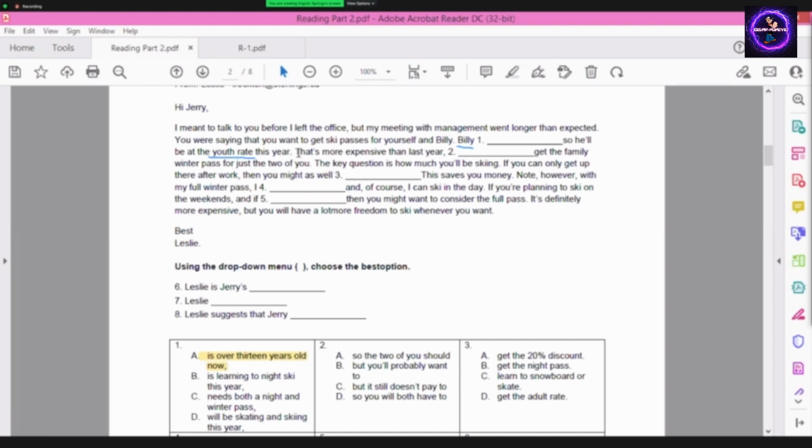Leslie further says, that's more expensive than last year. So the youth rate is more expensive than last year. Yeah. Get the family winter pass for just the two of you. Check your options. That's more expensive than last year. Get the family winter pass for just the two of you. So it's telling that last year you might have gotten more, and this time you will be getting less. So the youth rate is currently more expensive than last year.